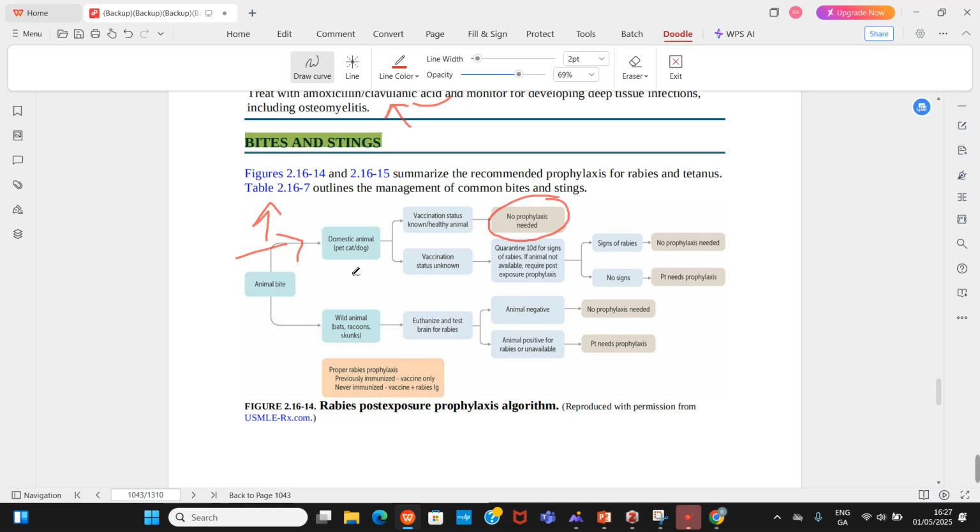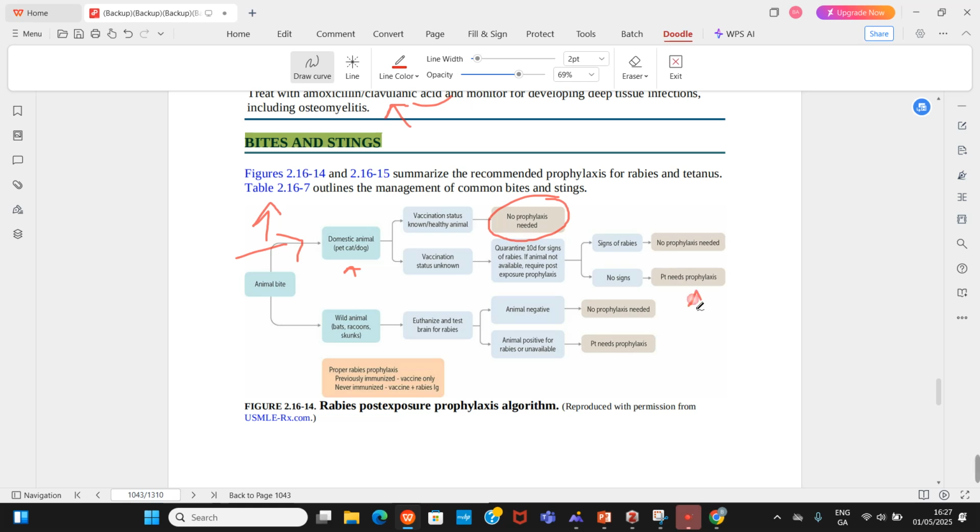But if the vaccination of the dog is unknown, or the dog is not vaccinated at all, then the best step is to quarantine that dog for 10 days. So we isolate and put that dog in a place and watch it for 10 days. If that dog is rabid, within 10 days, the dog will have started showing signs and symptoms of rabies. So we know.